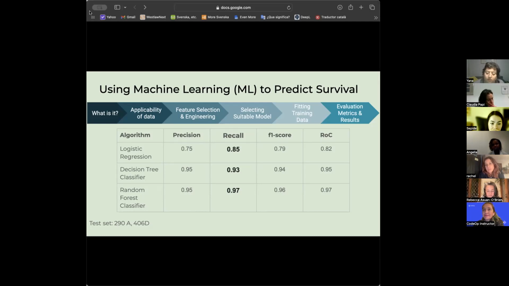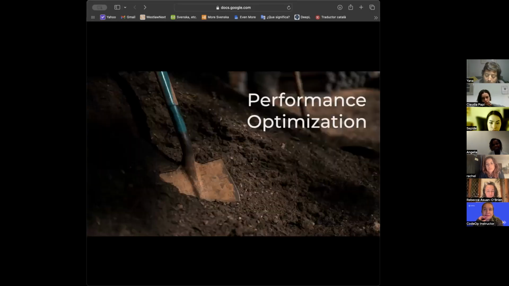Our test set consisted of 290 data sets to be alive and 406 to be on the dead side. And so it was imbalanced in a way. Next slide, please.